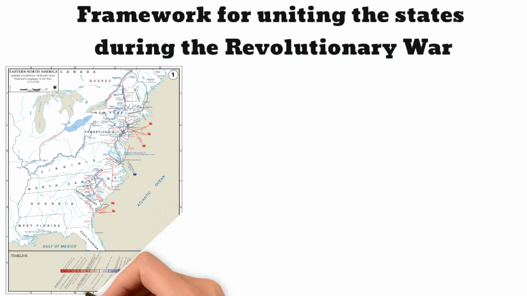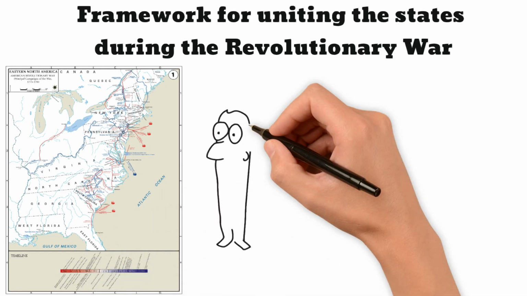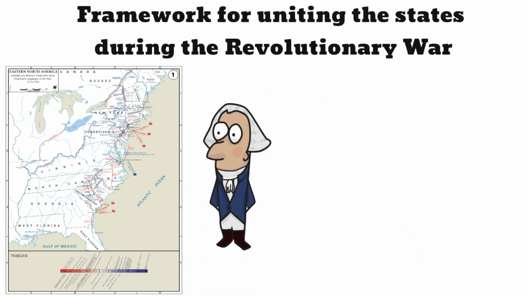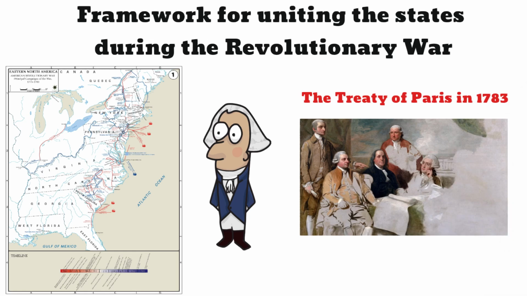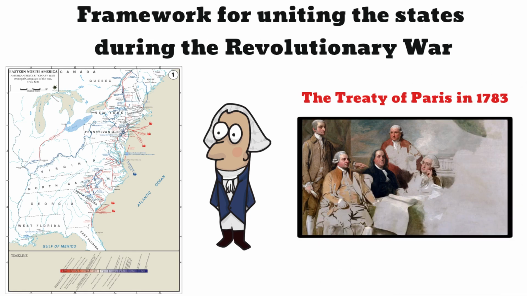Under the Articles, Congress coordinated military efforts, including George Washington's leadership of the Continental Army, and secured critical foreign alliances. The Treaty of Paris in 1783, which ended the war, was negotiated under the Articles, recognizing American independence and establishing favorable borders.